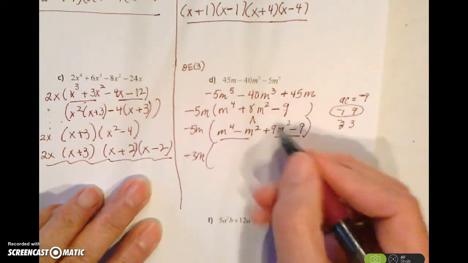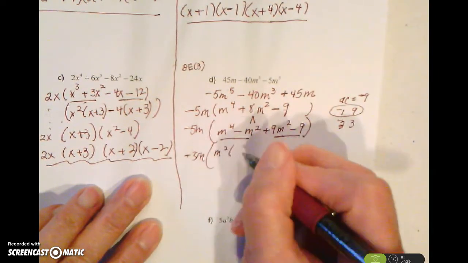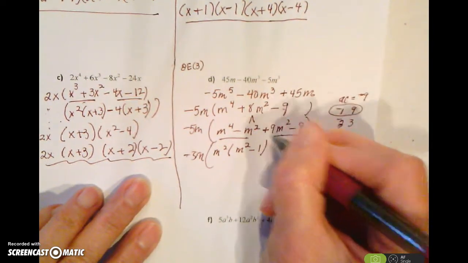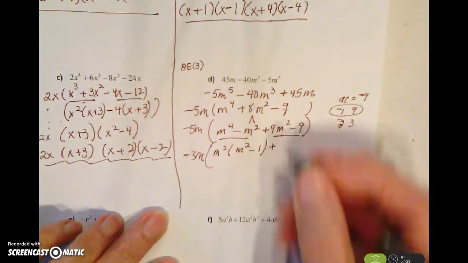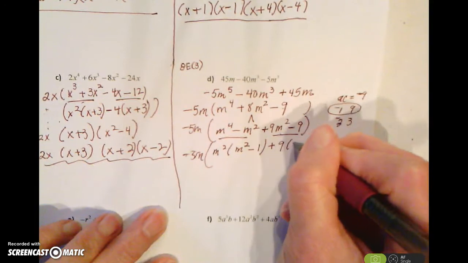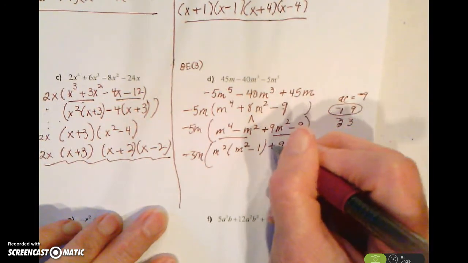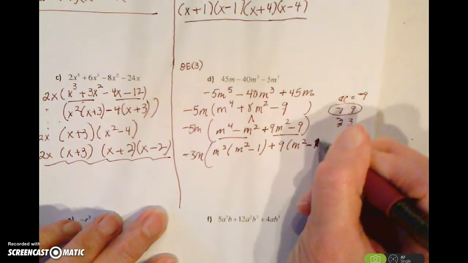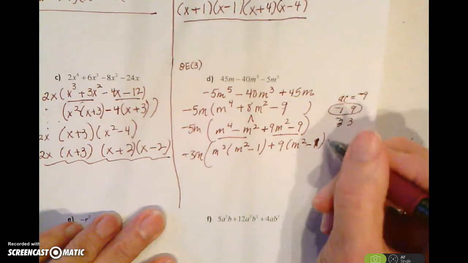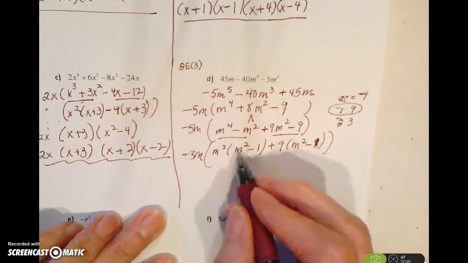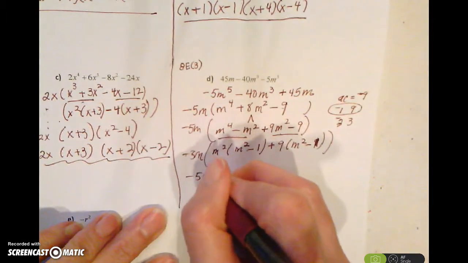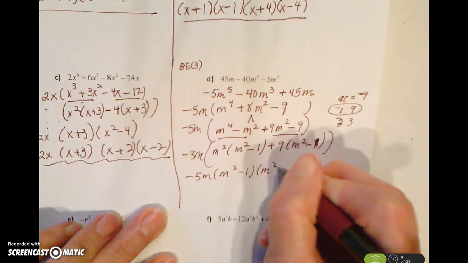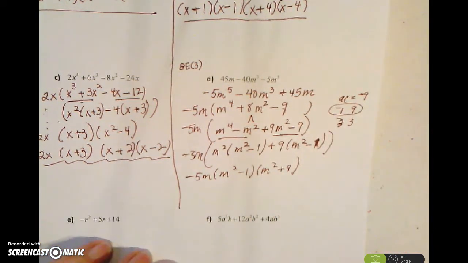And the first 2, m squared comes out, and that leaves me with m to the second minus 1. There's a plus sign in the middle, so I'll put plus sign here. These are both 9, so I take out a 9. That leaves me with m squared, and negative divided by positive is negative 1. 9 divided by 9 is 1. All right, so then I see that I do have the 2 parentheses the same. So that means I'm going to have then m squared minus 1 times m squared plus 9.